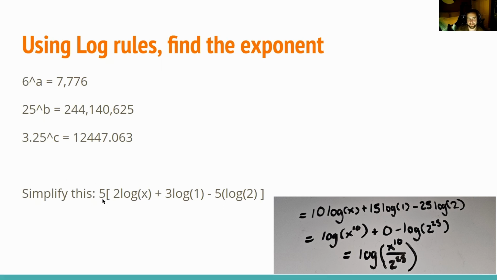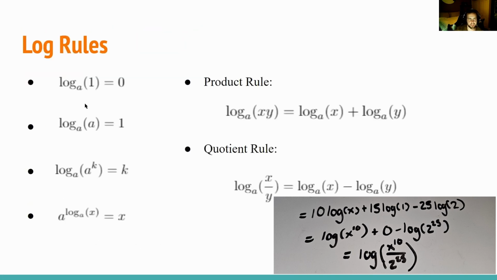I would start off by first multiplying the 5 to every term here. So we'd have 10 log of x plus 15 log of 1 minus 25 log of 2. For this one here, log of 1, that's just going to be 0 because of the rule that we learned back here.